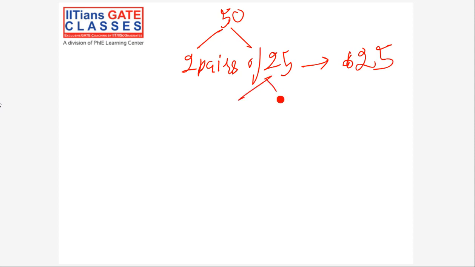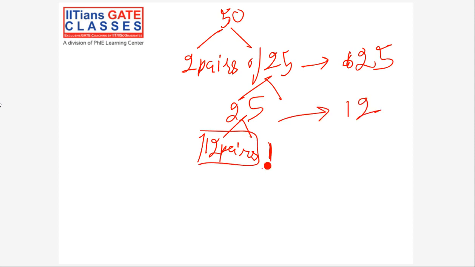So I know I'll have 25 elements more. Out of 25 elements, I'll get 12 pairs plus a single element. These 12 pairs will take 12 comparisons. I'll not compare this one element, I'll just carry it forward. So I'll have 12 plus 1, 13 elements remaining after these comparisons.